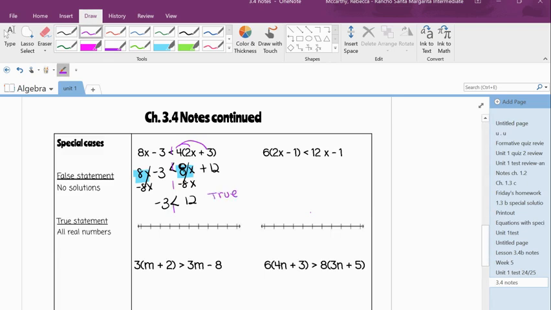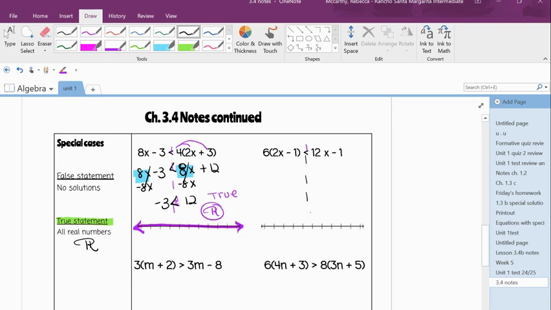Remember, it eats the bigger number if you forget. 12 is the bigger number. This is a true statement, so that means all real numbers is the answer. So I would write all real numbers. Next item, again, if it's a true statement, it's going to be all real numbers. Let's look at the next one.